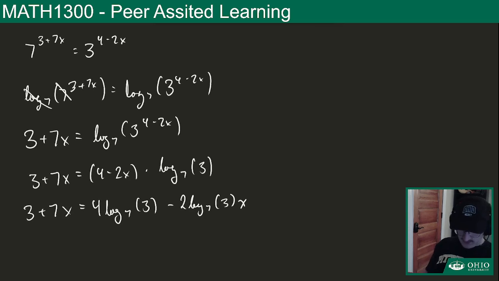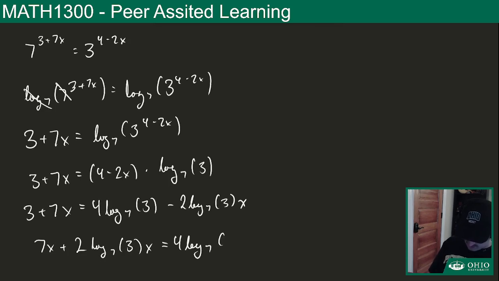Okay. Now I'm going to combine my like terms. Well, I lied. I'm not going to do that yet. Let's move all the terms with an x to one side. Let's move all the terms without an x to the other side. So let's put 7x plus 2 log 7 of 3 times x. And then on the right side, we're going to have 4 log 7 of 3 minus 3. So all I did there was I subtracted a 3 from one side and I added that quantity of 2 log base 7 of 3 times x.